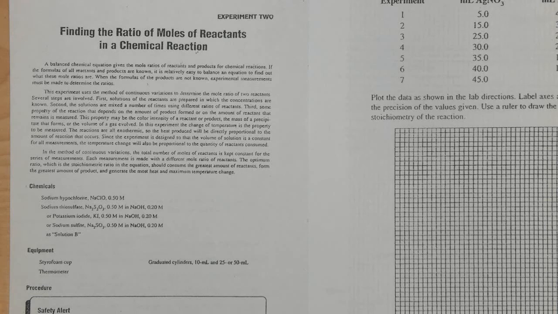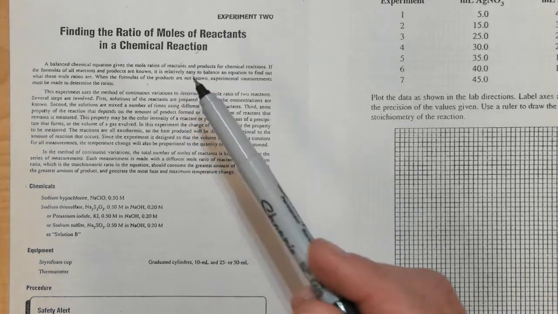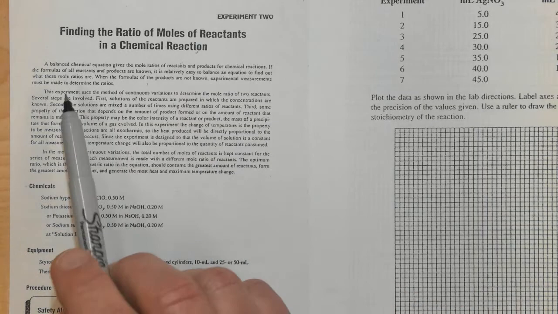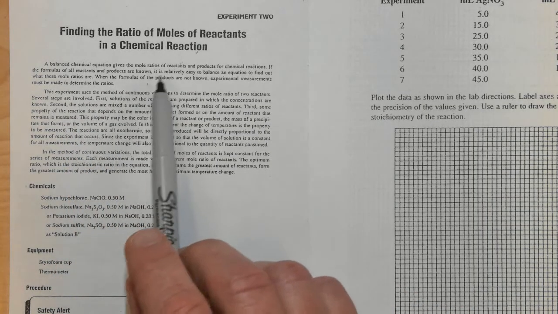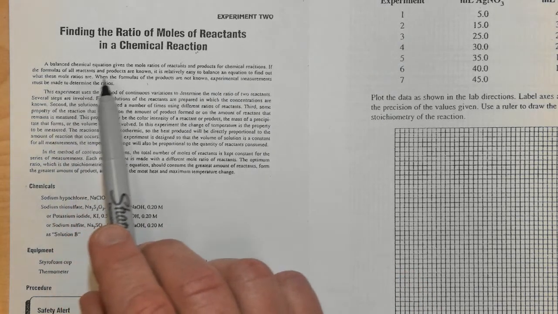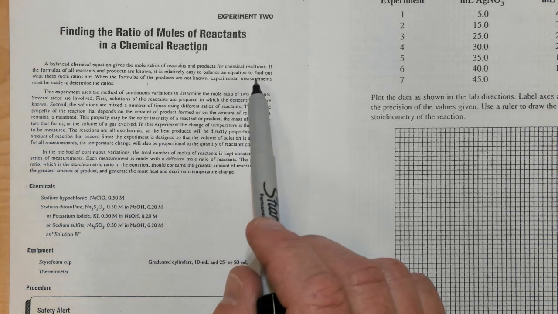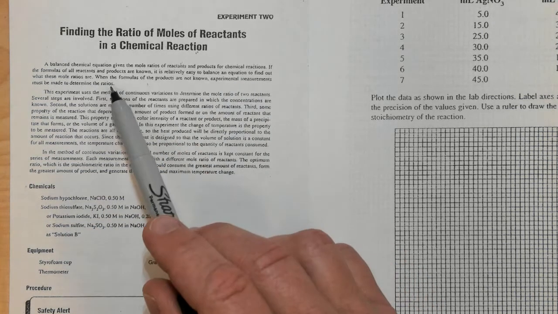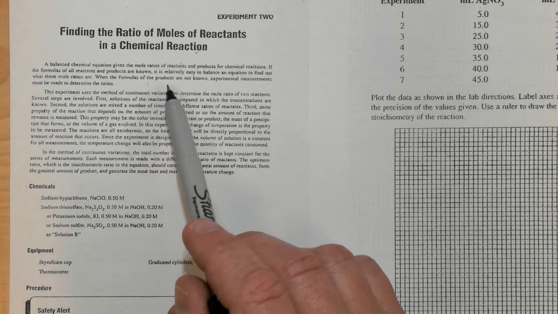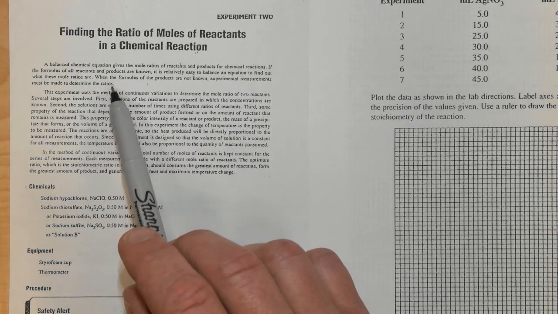Alright, so this video is for the finding the ratio of moles of reactants in a chemical reaction Prelab. A balanced chemical equation gives the mole ratio of reactants and products for chemical reactions. If the formula of all reactants and products are known, it's relatively easy to balance an equation and find out what the mole ratios are. When the formula of the products are not known, experimental measurements must be made to determine their ratios.